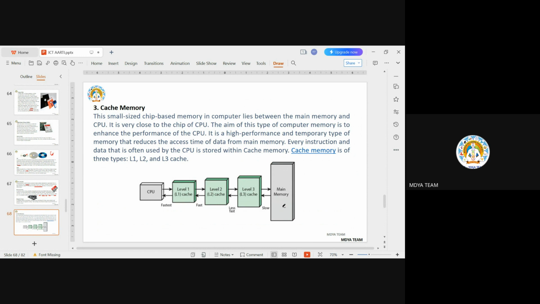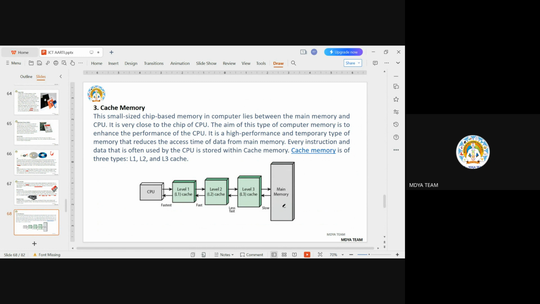First is the CPU, then registers, then cache memory, then RAM memory, then secondary storage devices. So cache memory lies between the main memory and CPU. It is very close to the chip of the CPU. CPU directly accesses the primary memories. And cache memory comes before the primary memory: CPU, cache memory, then primary memory. So it is very close to the CPU.